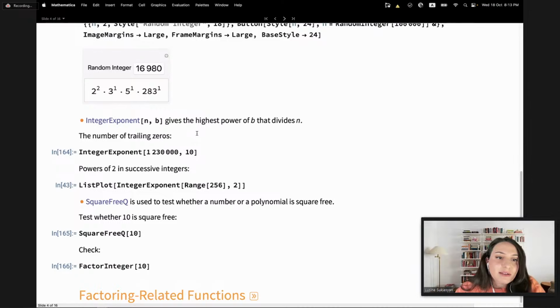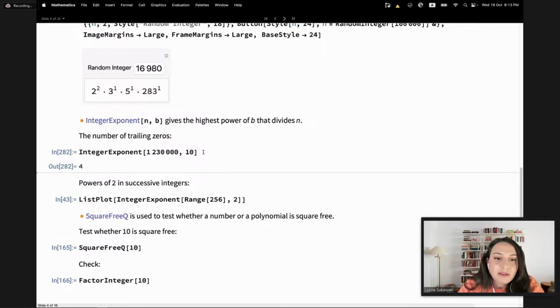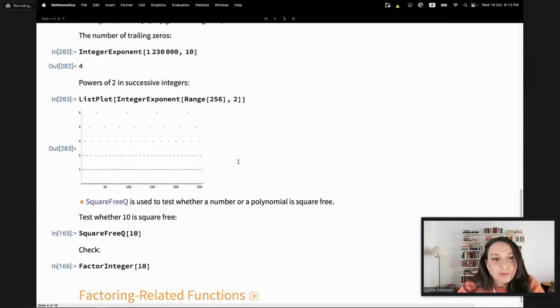Okay, so the next one is IntegerExponent, which gives the highest power of p that divides n. We can use it in many different ways. For example, we can find the number of trailing zeros by doing this IntegerExponent and taking 10 as the base, and we get 4. Or we can just find powers of 2 in successive integers and get this nice plot, which gives, as I said, powers of 2 in successive integers, right?